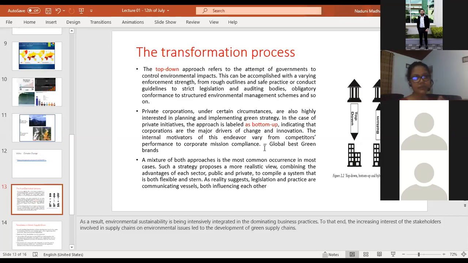Ford is an automobile company. Being an automobile company, how much thinking they have to put in to become the global best green brand. I'll share the report now, just for your information, because I found it interesting.